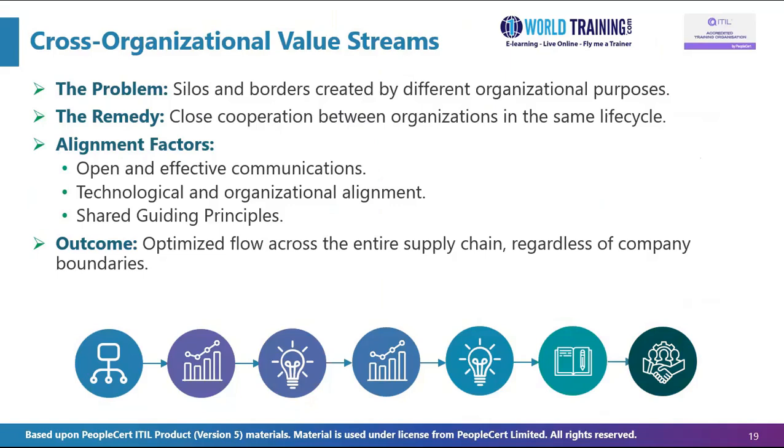And then we have cross-organizational value streams. When a value stream crosses company boundaries, 3 alignment factors matter: open and effective communications, technological and organizational alignment, shared tools, APIs, and standards, and shared guiding principles. The outcome is optimized flow across the entire supply chain, regardless of which company owns which stage. The boundary between organizations should be a seamless digital bridge, not a handoff cliff.